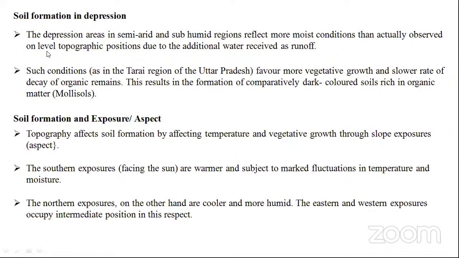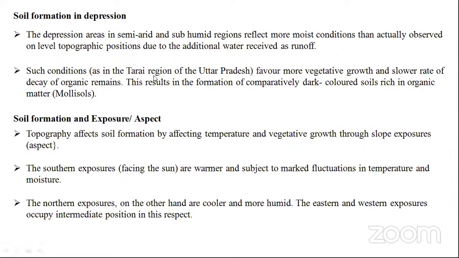Anyhow, we will see the depression areas in semi-arid and subhumid regions, which reflect most of the conditions actually observed in level topographic positions, the addition of runoff, and all such conditions. Mostly this type of depression conditions you can see in Uttar Pradesh, especially the Terai region, which I didn't visit, but very soon I may visit. They favor most vegetation growth because moist conditions prevail, and there will be most addition of water. In the depression area you receive water as runoff from the upper level, a lot of water, and it results in the formation of the component.